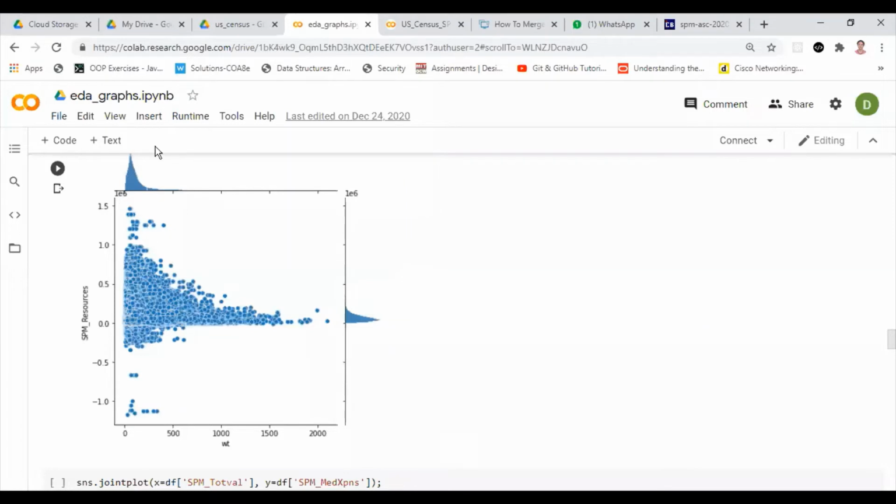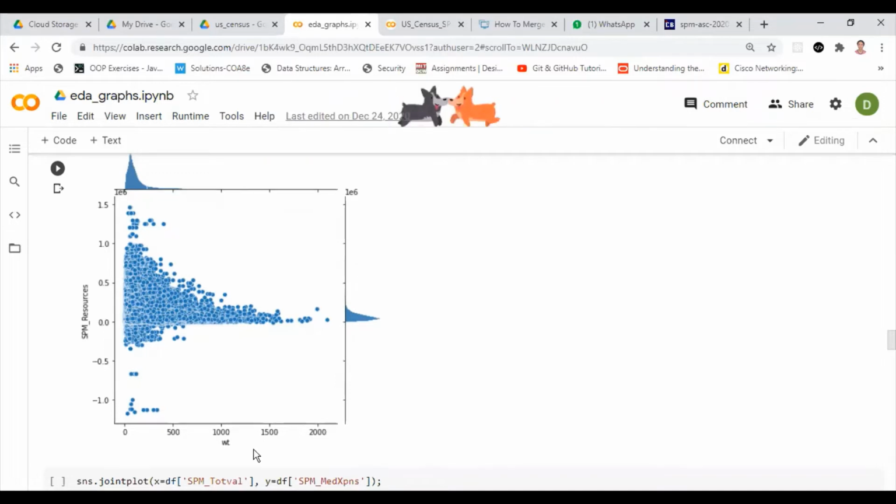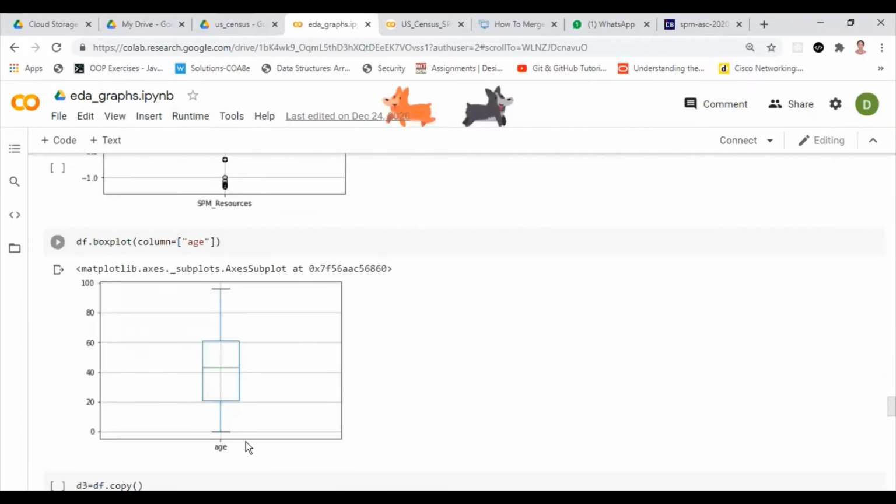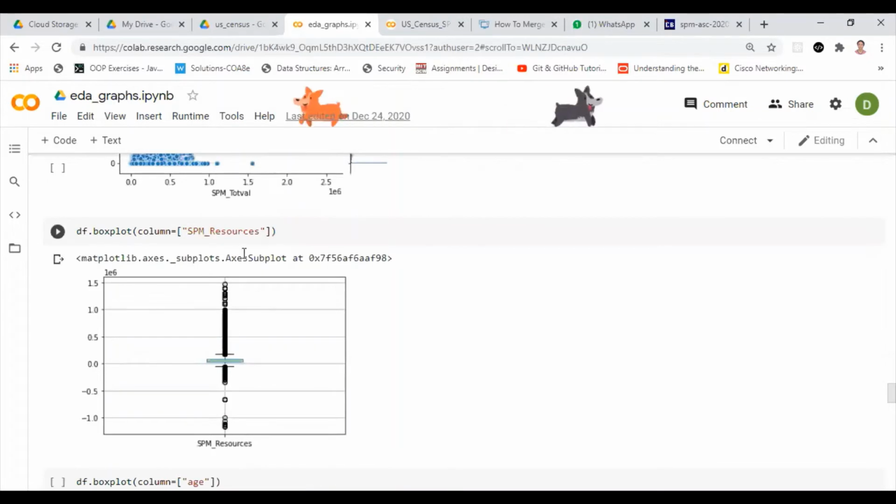We see that weight follows a normal distribution. It shows the characteristics of a normal distribution, whereas SPM resources doesn't. And then coming to the box plot, we can see that the variable SPM resources has got so many outliers characterized by these black dots that can be seen here.